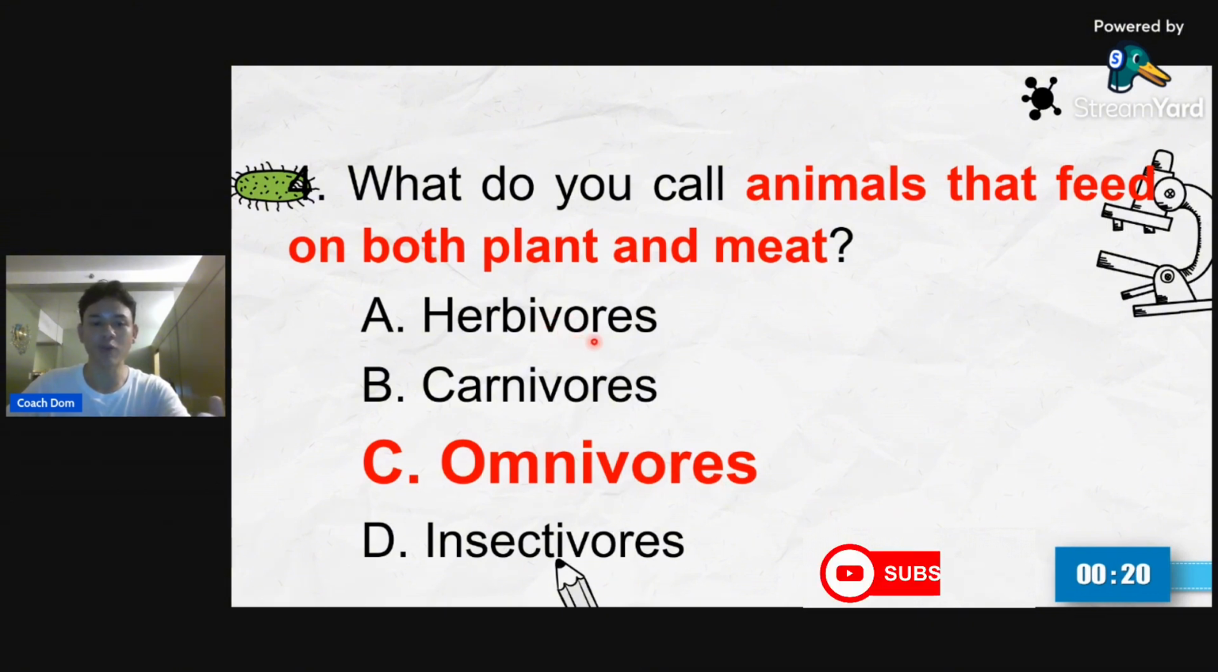When you say herbivores naman, eto lang yung kumakain ng mga plants. Like for example, goat. Carnivores naman, eto yung mga meat eaters. Kumakain lang ng mga meat. And for example, for that, we have lion, tigers. And insectivores naman, yung kinakain lang nila is mga insect. So our answer here is letter C, omnivores.